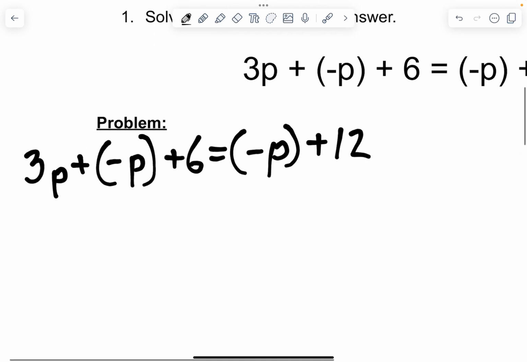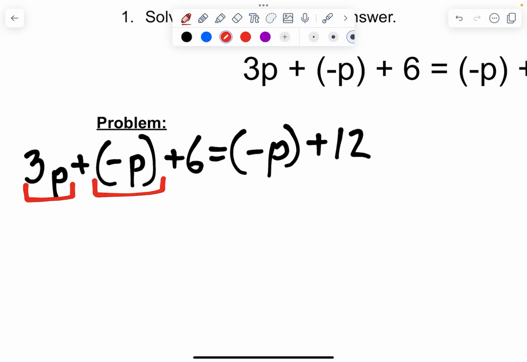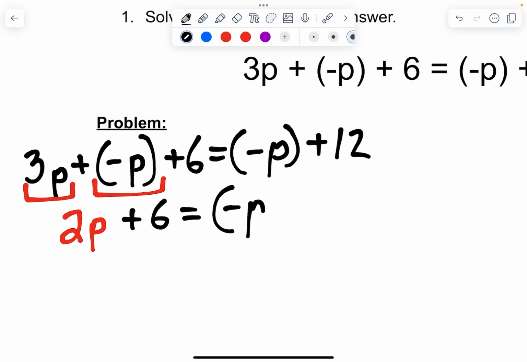And then what we're going to do is combine like terms. Now you're going to notice that there's a 3p here and a minus p here. So I end up with a 2p. There's nothing alike on the other side. Okay, and then you can either take care of your p's or your numbers. I'm going to take care of my numbers first, and I'm going to subtract 6 from each side.